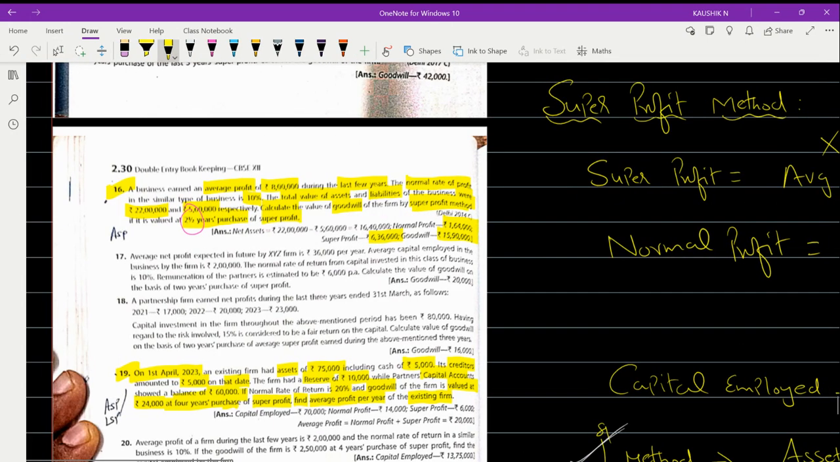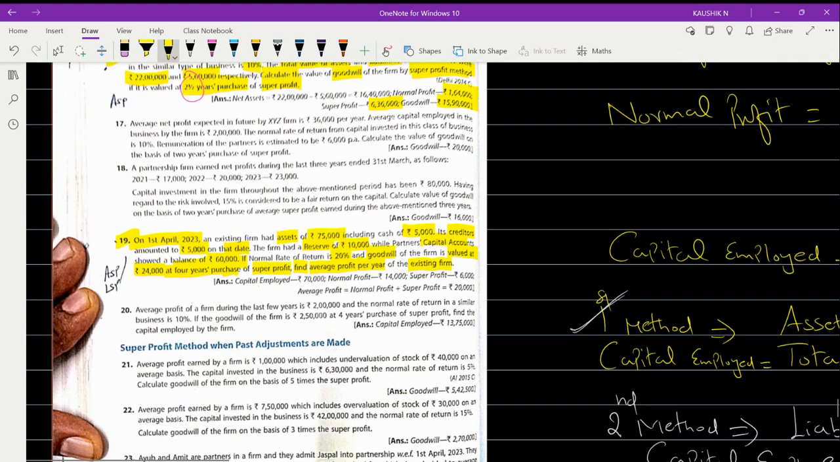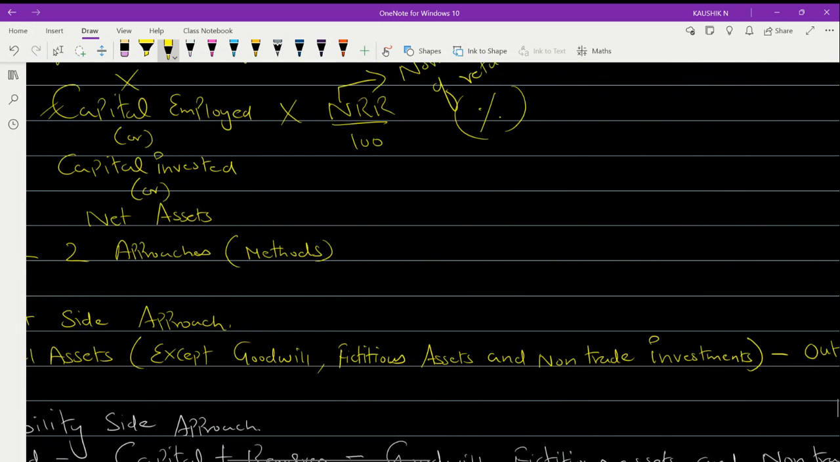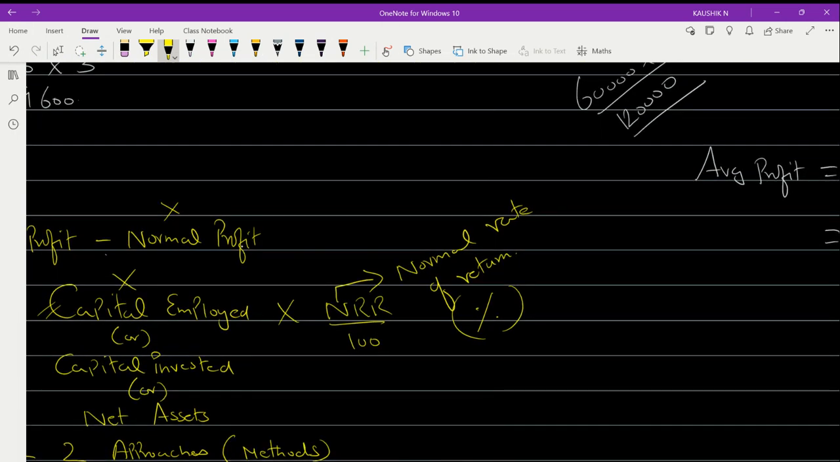Okay, check out whether NRR is available in the question, whether NRR is given for us. That is good, it's given. How much is the NRR? 20%. Very good. So NRR is given in the question and it is 20 percentage.